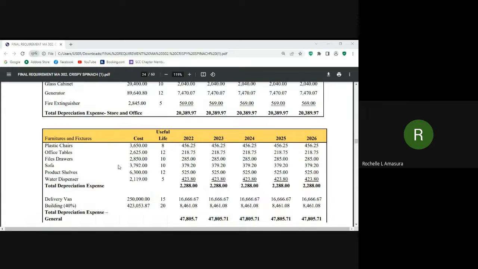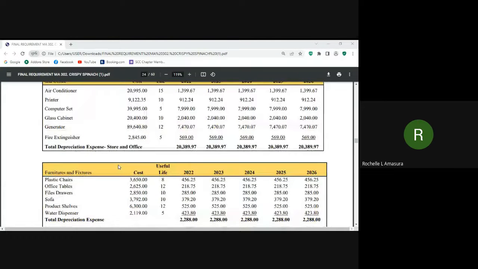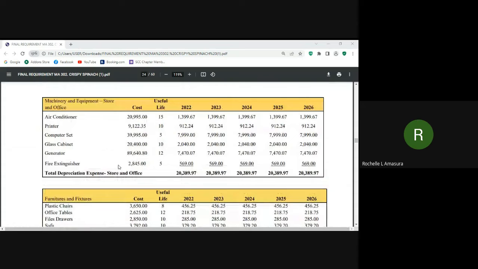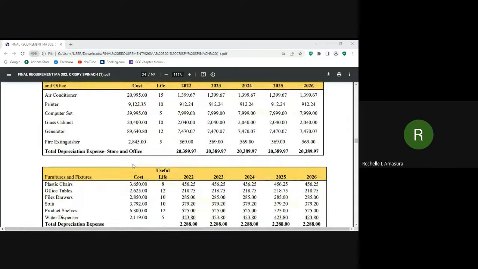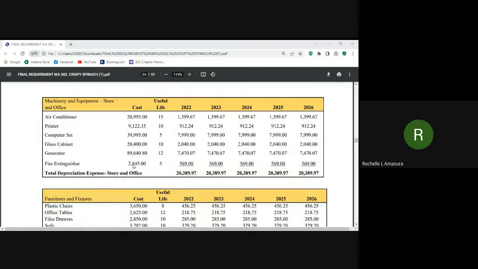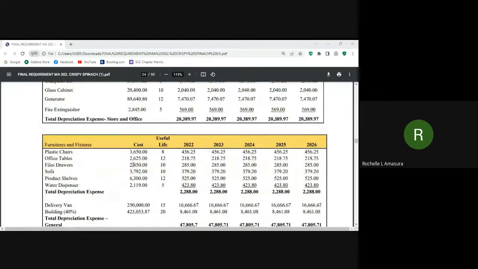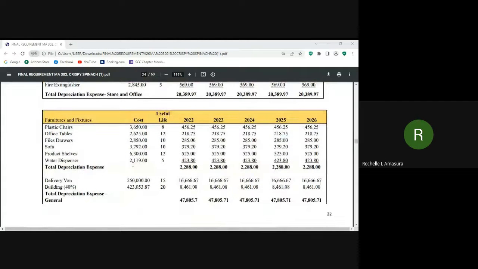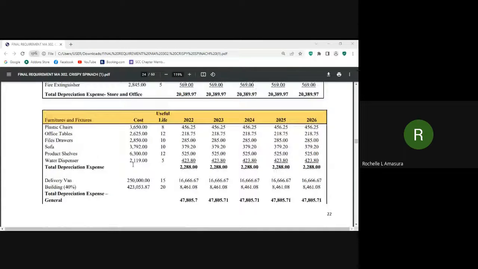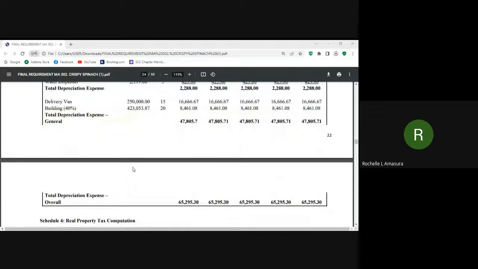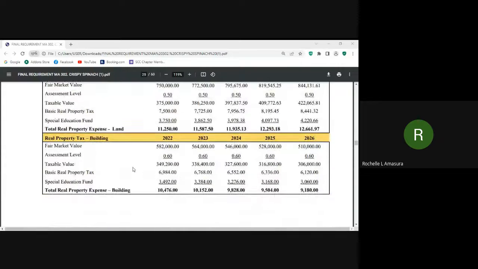Then machinery and equipment, store and office. We have the total depreciation expense. Same ra gihapon ang procedure sa first, katong unang akong gingon. Divide siya sa useful life. Yung kani, furniture and fixture. Then kani building nga 40%. Then schedule 4, you have the real property tax computation.